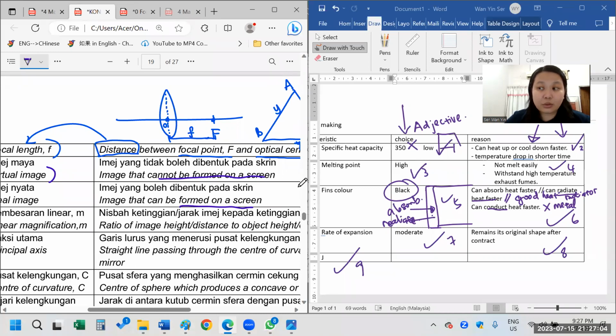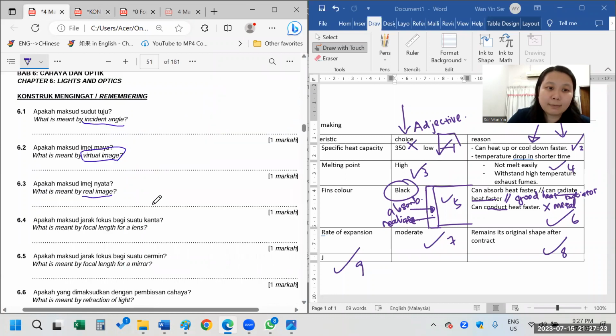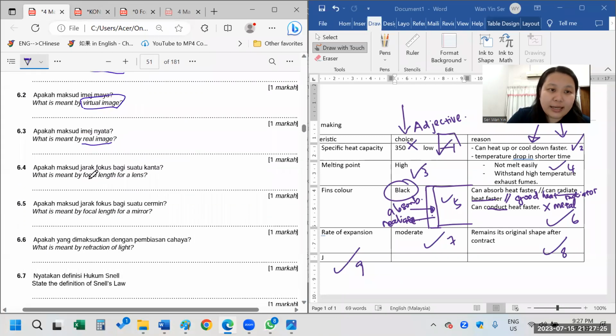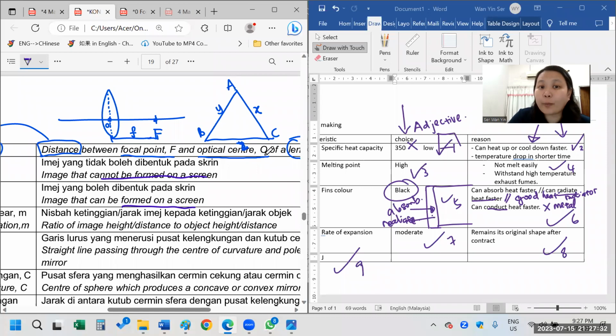Projector. Projector can form the image on the screen. Yes, that's real image. All right. So real and virtual. Focal length. What is meant by focal length here? The distance between the focal point and the optical center of the lens.